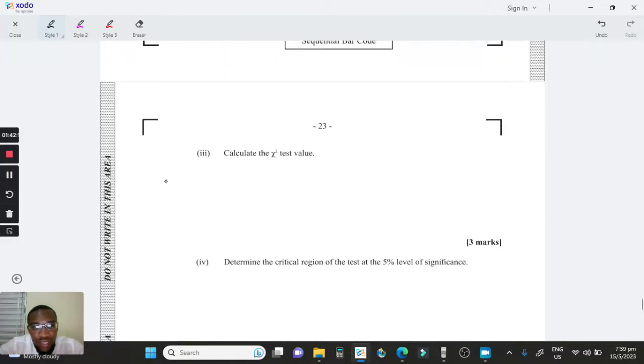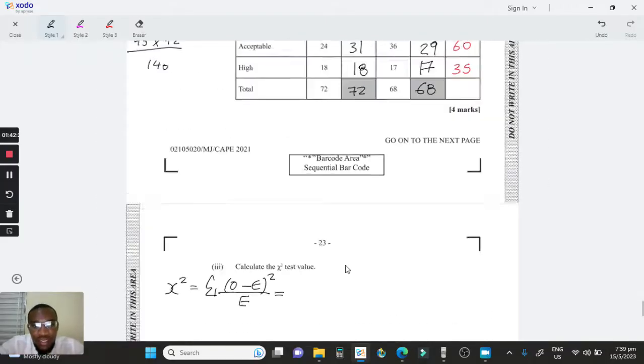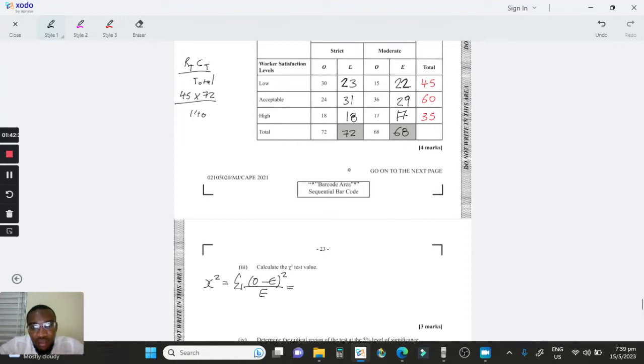Now it says calculate your chi-square test value. Your chi-square test statistic, your chi-square value, remember, is equal to the sum of your observed value minus your expected value, squared, divided by your expected value. That's how we work out our chi-square test statistic.